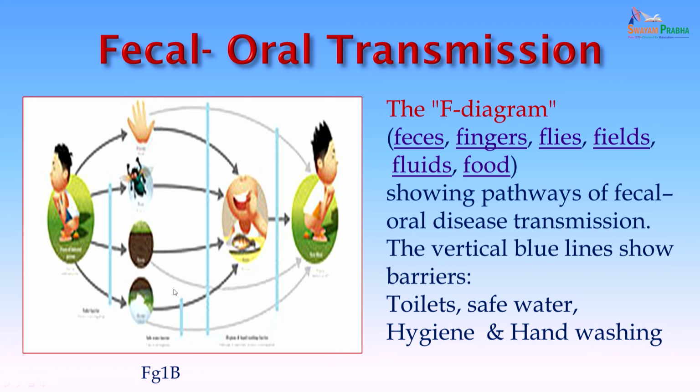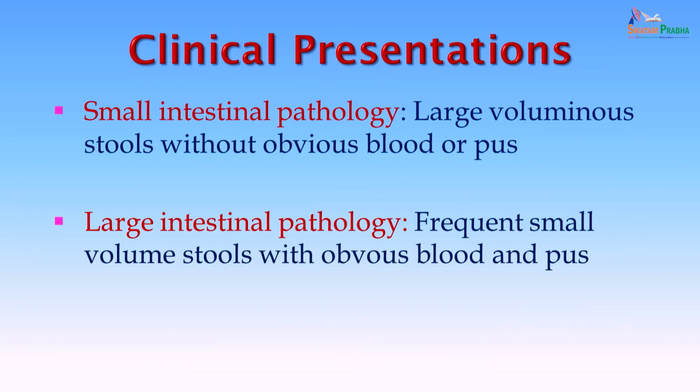The second vertical line shows that safe water supply, which is not contaminated by feces, is an important way of preventing diarrheas. The third vertical blue line shows hygiene, so you prevent flies sitting on your food and you prevent fecal contamination of food and water. And the last most important one is hand washing. Because of appropriate hand washing, the cycle of fecal oral transmission can be broken and we get less incidence of diarrheas.